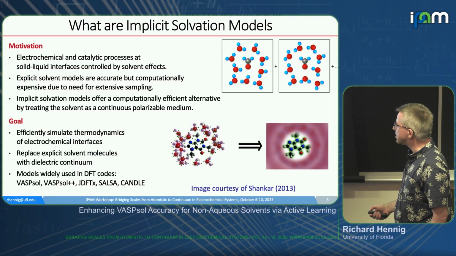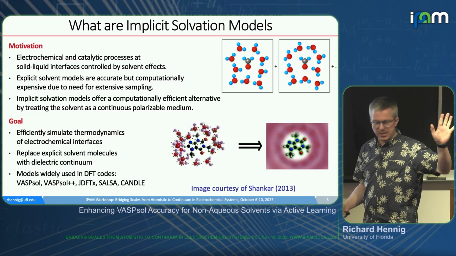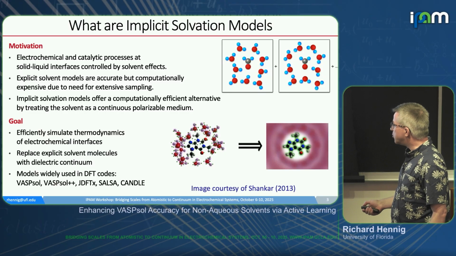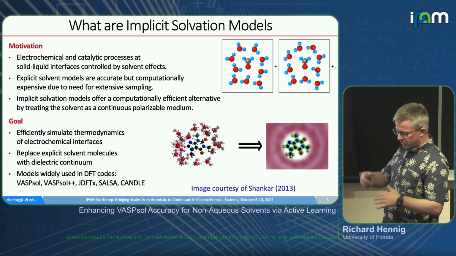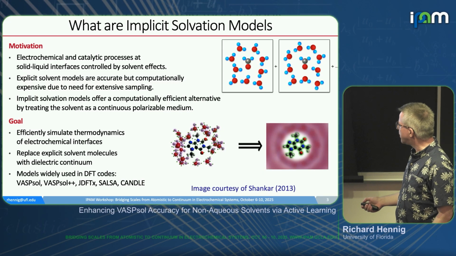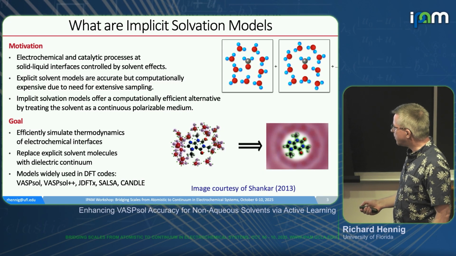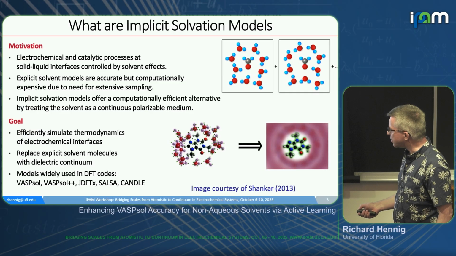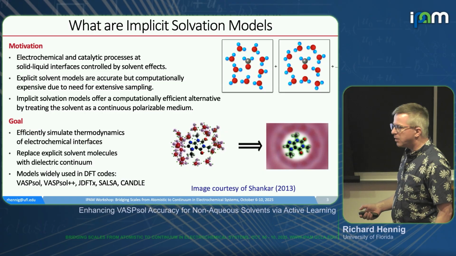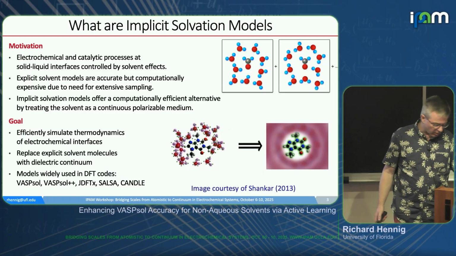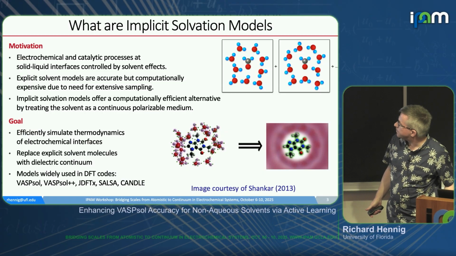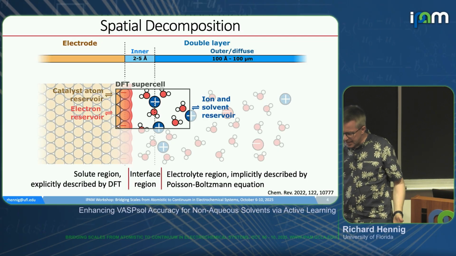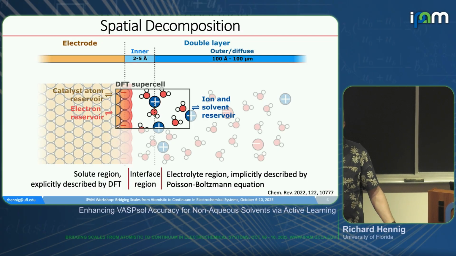And there are many models available. VASPsol wasn't even the first one. Fattebert and Gygi did things before, many people before them. And JDFTx came out before us, which is a version which couples to classical molecular dynamics instead of just implicit equations. We have Salsa and CANDLE as solvation models on top of it, and Craig is going to tell you all the glory about how he built a very quantitatively accurate model out of what we had in VASPsol.